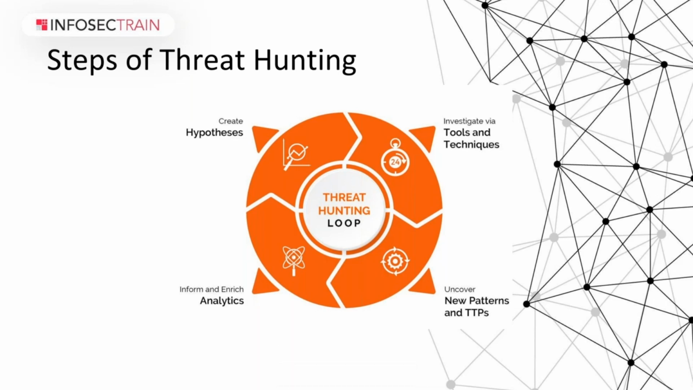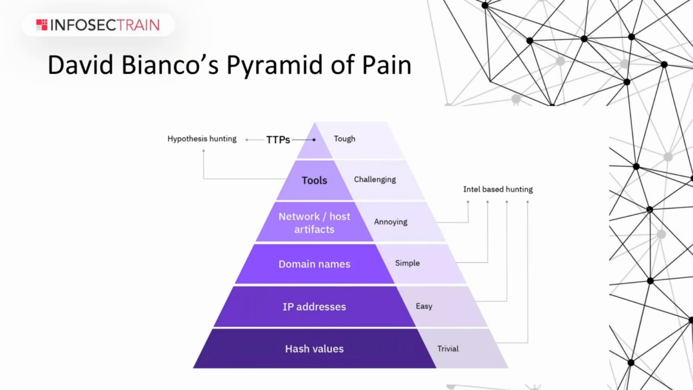Okay, now what the pyramid of pain says is the level of pain the attacker has to go through in order to defend itself from being caught. Okay, what I mean by that is the level of pain the attacker has to go through in order not to be caught, to escape from the victims.